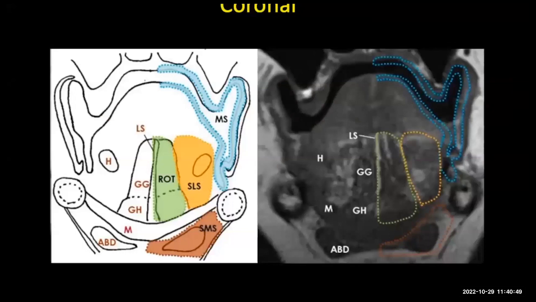Then the next important cut which you look at is the coronal cut. On the coronal cut, we try to look at the floor of the mouth, and the floor of the mouth that is formed by the mylohyoid muscle is best seen on the coronal cuts. Any disease abutting the mylohyoid tells you that the floor of the mouth is involved. And then you have the anterior bellies of the digastric muscles underlying the floor of the mouth.